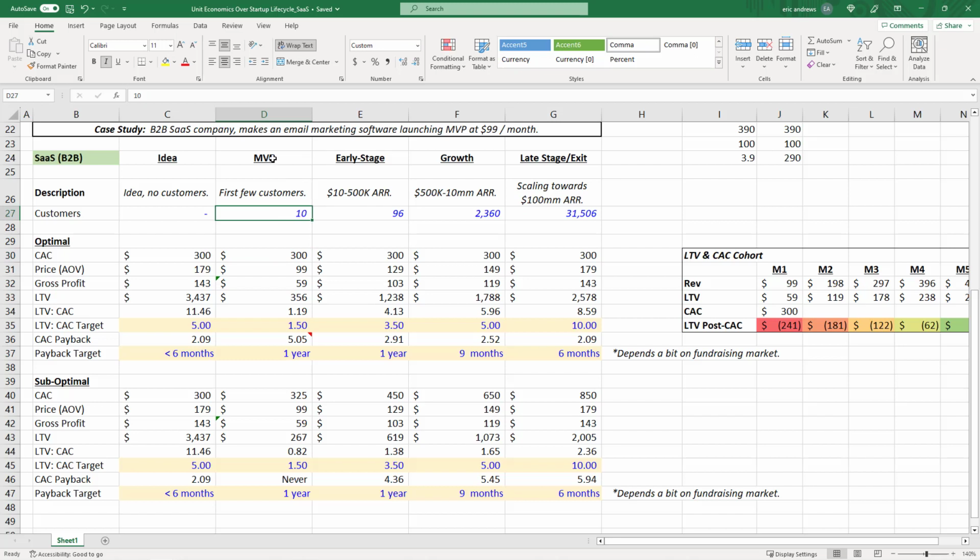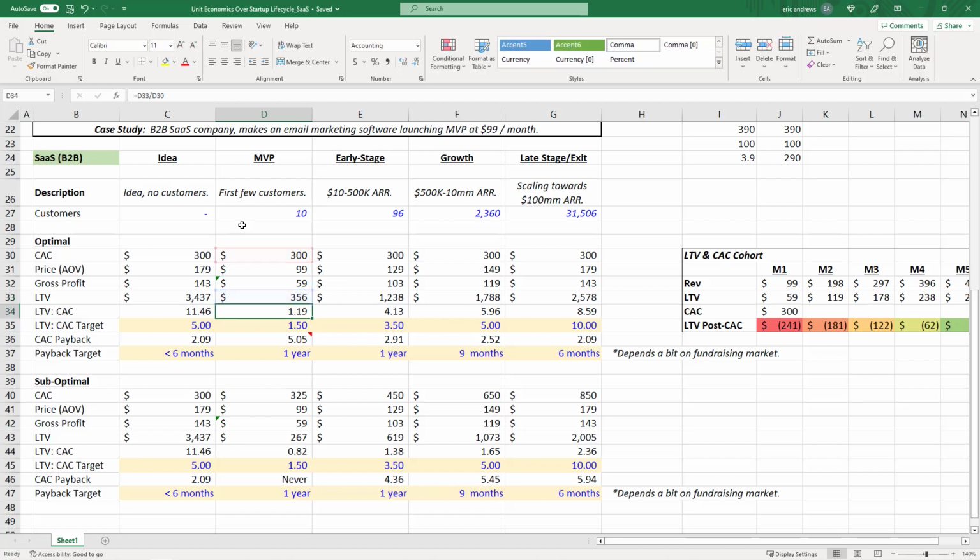Okay, so now let's talk about our MVP. Let's say we launch the product and we get our first 10 customers. That's how many customers we have. The CAC ends up being $300, and our AOV at the time is only $99, our price. So the gross profit in the beginning is only 60%, and for the LTV, we're saying on average, we think customers will be customers of ours for about 6 months. So the LTV is about 356.